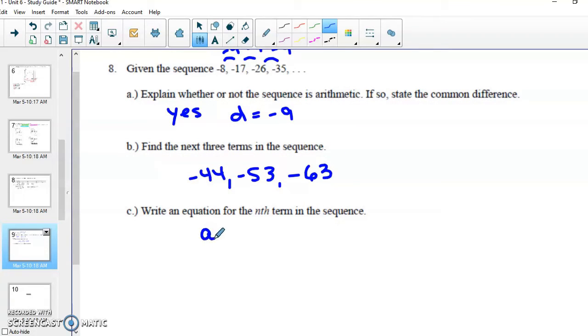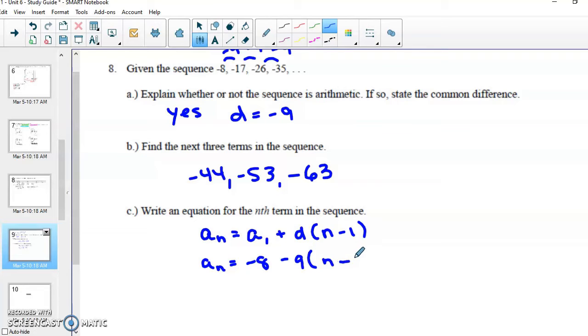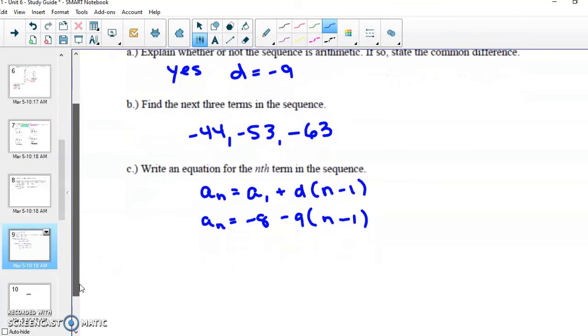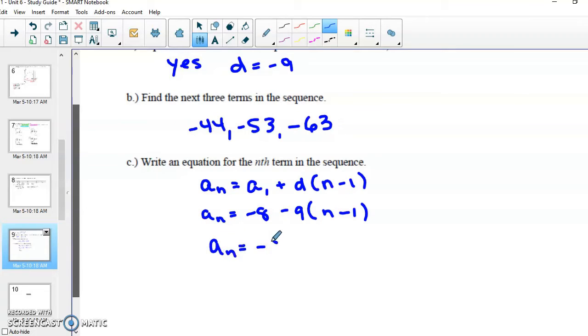Write an equation for the nth term. A sub n equals a sub 1 plus d times n minus 1. A sub 1 is your first term, that's -8. The difference was -9, and then n minus 1. The only other thing you have to do on these problems is distribute and simplify. So 9 minus 8 is 1, and this would be 1 minus 9n.